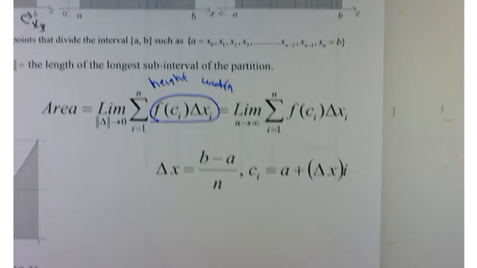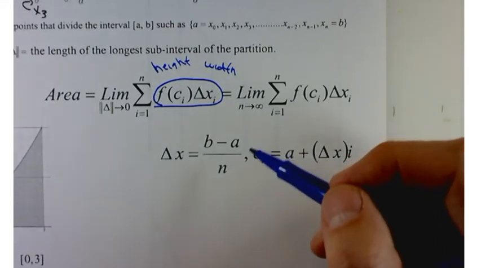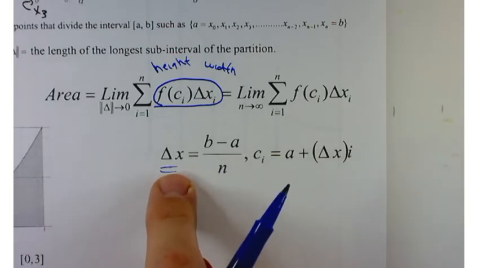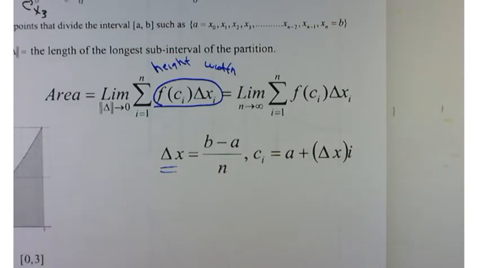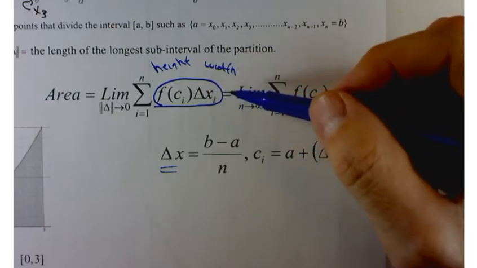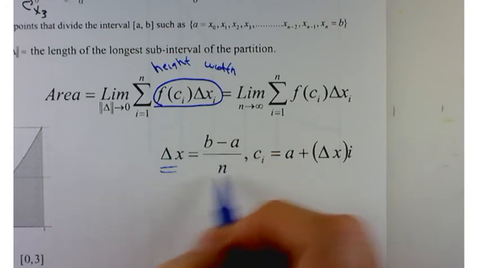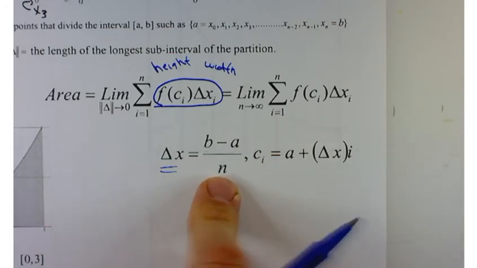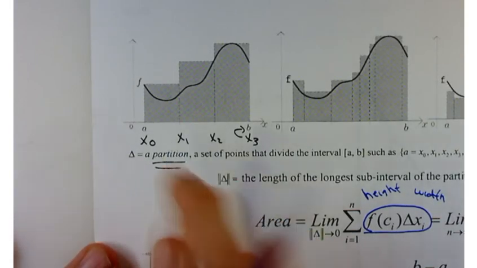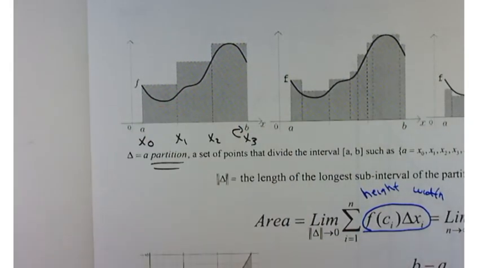A little bit more on the notational side of things. Delta x: if you have what's called a regular partition, and all these things are evenly spaced, then the width of that partition is going to be the length of the interval divided by the number of subintervals. So in this case, take the length, b minus a, and divide it by 1, 2, 3. That's the width of your subintervals.